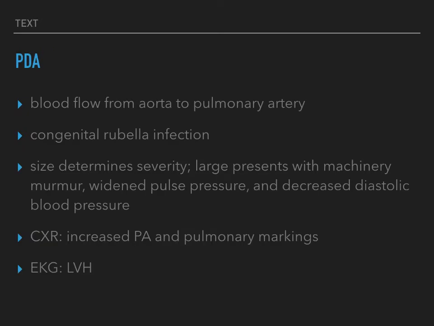Patent ductus arteriosus, basically, causes blood flow from the aorta to the pulmonary artery. An etiology is congenital rubella infection. Size determines severity, so a large one is going to present with a machinery murmur, widened pulse pressure, and a decreased diastolic blood pressure. The chest x-ray is going to show increased pulmonary artery and pulmonary markings. The EKG is going to show left ventricular hypertrophy.